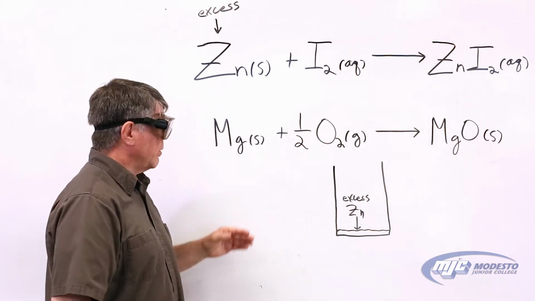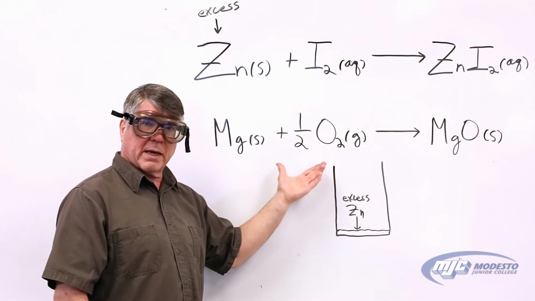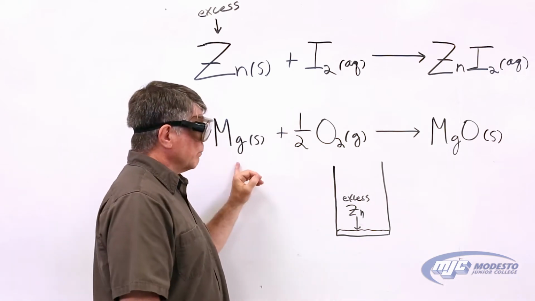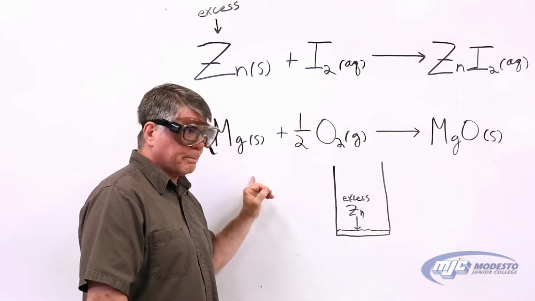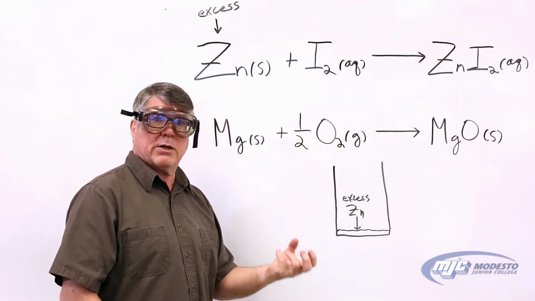Now for the second part of the experiment, the synthesis of magnesium oxide, what we're going to do is weigh out some magnesium ribbon, and we're going to heat it up in a crucible.